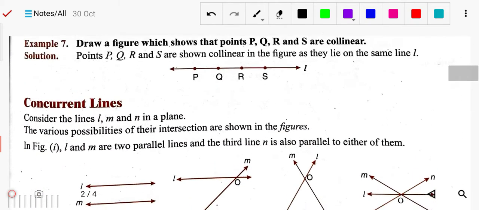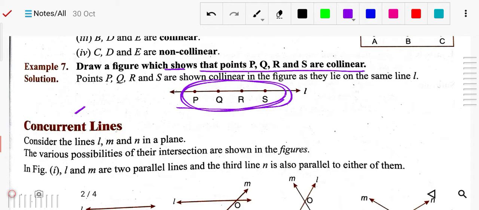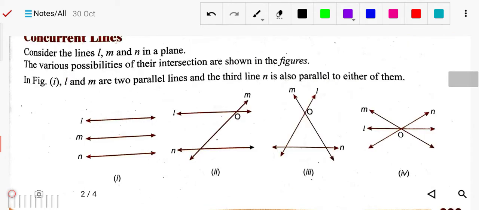Okay, now let's see some examples. Here also a figure is drawn. This example shows that P, Q, R are collinear, as all these points are situated on this line. So P, Q, R, S are collinear. Okay, now concurrent lines. So how will you understand concurrent lines?